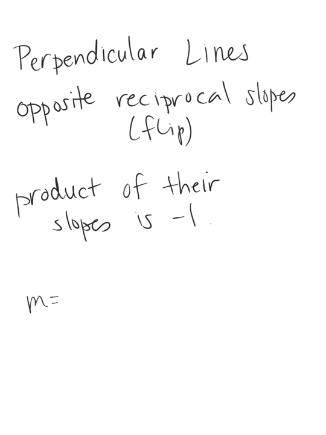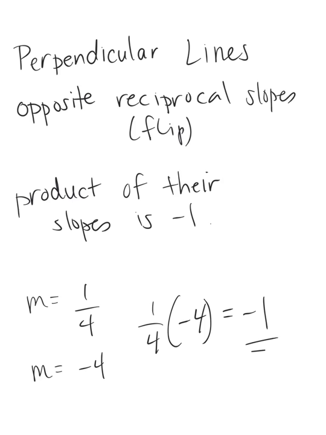So if one slope, just for instance, is 1/4 and the other slope is negative 4, what is 1/4 times negative 4? Negative 1. Yes, use your calculator and let me know. Writing it down, Steve. He's right. Correct. So the product is negative 1.